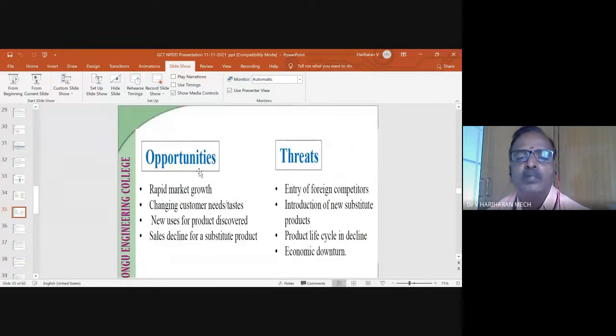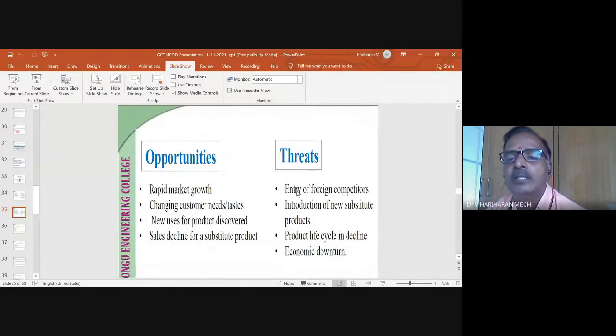Then opportunities are rapid market growth. Suddenly you can grow your market. Changing customer needs and tastes. Customer needs are very often changing and their taste is also changing. New users for the product discovered. For a new product, you always have to discover new users. Then the same decline for your subsequent product. When any product is going to decline, you can immediately go for a new product. That is called your opportunities available in the market.